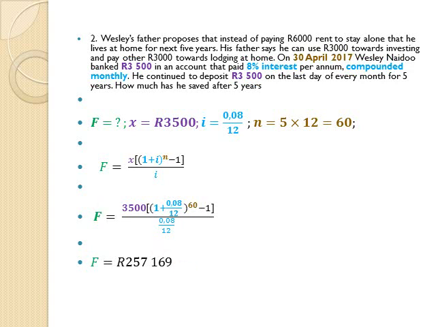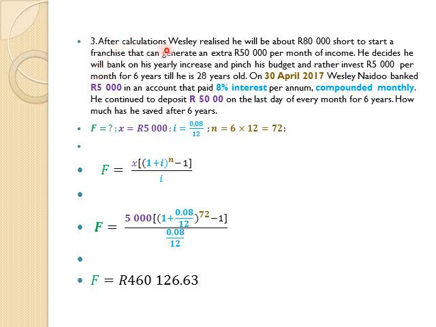Alright? But let's look at another situation. So, after calculations, Wesley realized he will be about 80,000 short to start a franchise. A franchise is one of many businesses that are successful and we copy their model. We open a similar type of business and we generate extra income. In this case, his franchise can generate an extra 50,000 per month of income. He decides he will bank on his yearly increase. So when you say bank on his yearly increase, every year on average you'll get about 1,000 rand increase based on where inflation is, etc.